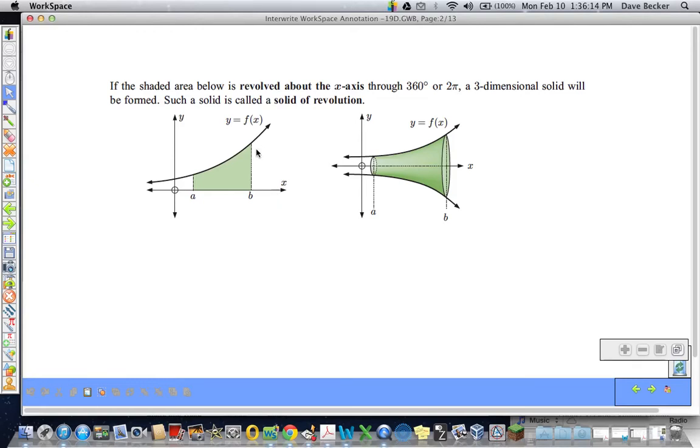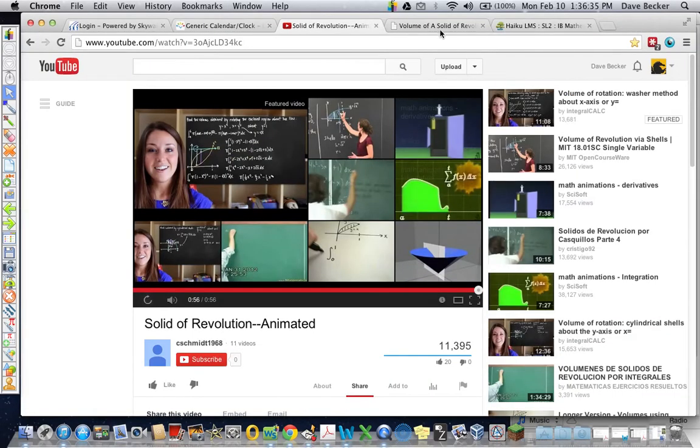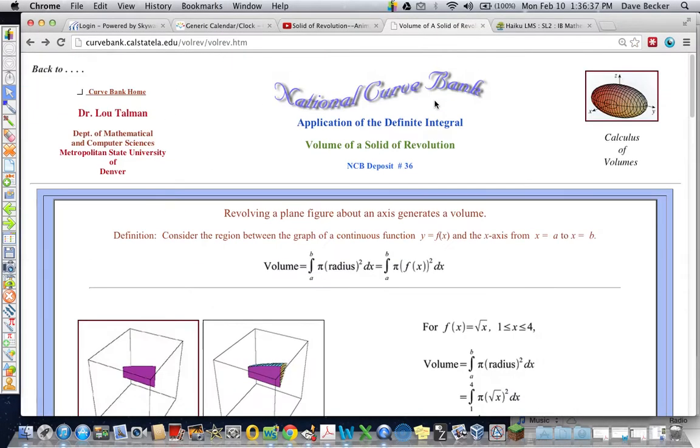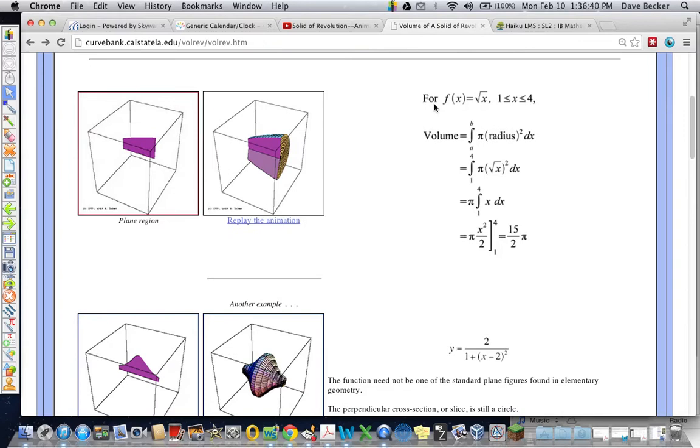Well, what would it look like if we rotated this area 360 degrees or 2 pi radians about the x-axis? Well, if you can imagine this area rotating and leaving each slice of area behind, you would get a solid that looks like this. And maybe you have a little bit of difficulty picturing that. So I have a couple of examples here.